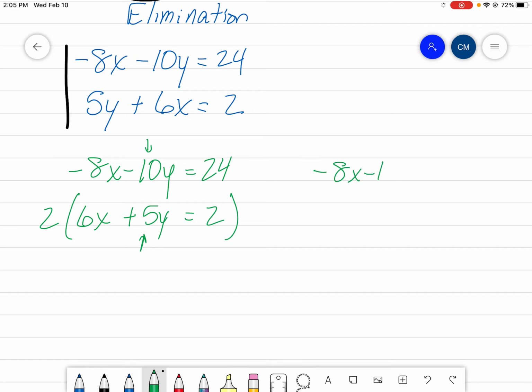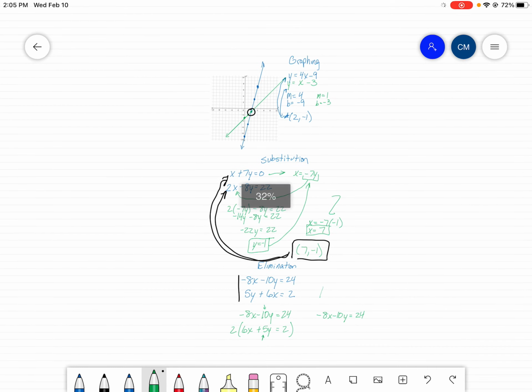So the first one's going to stay the same, but then the second one would transform.